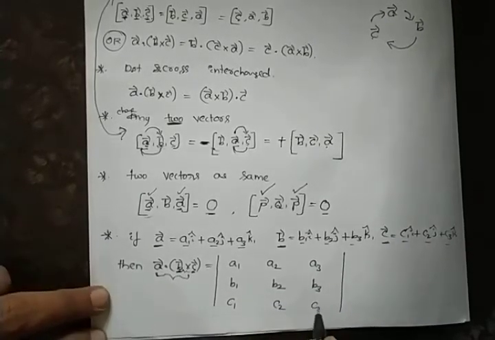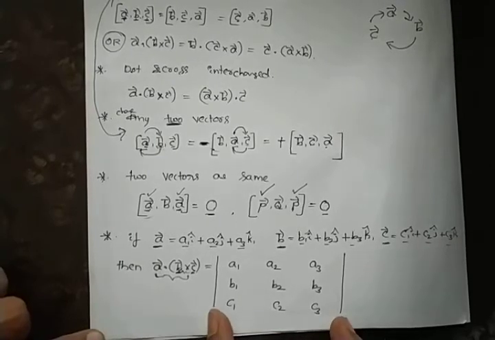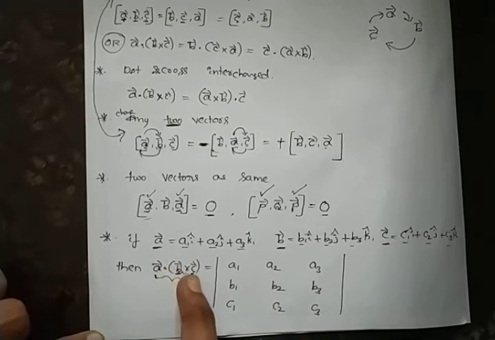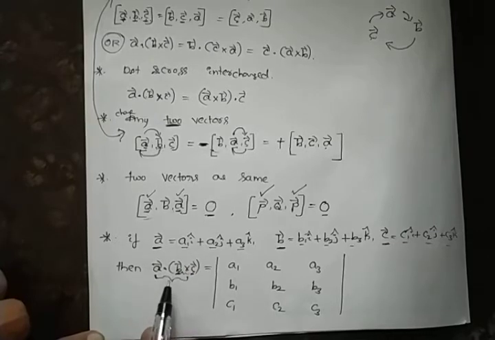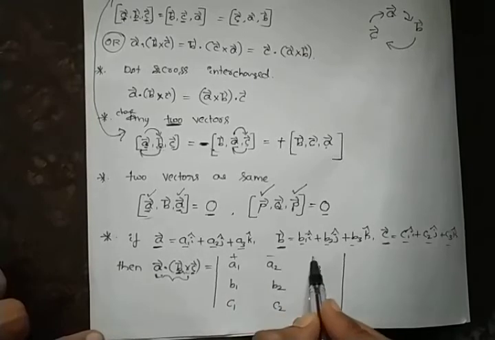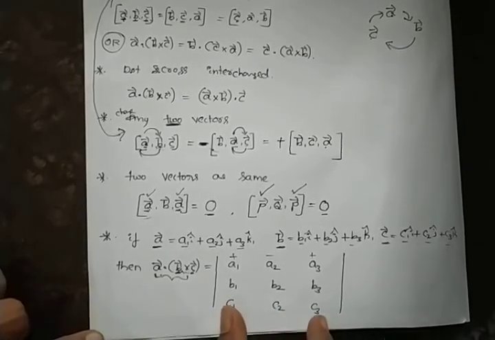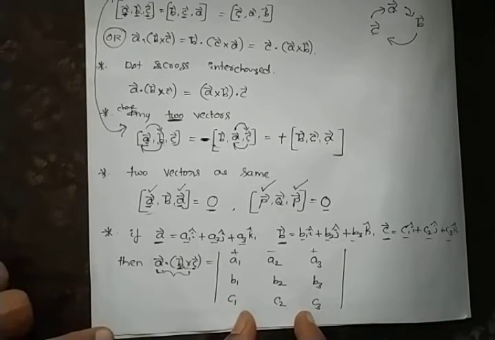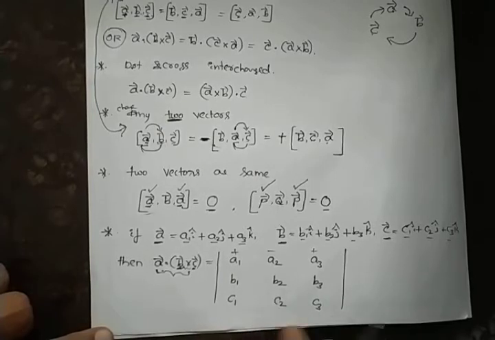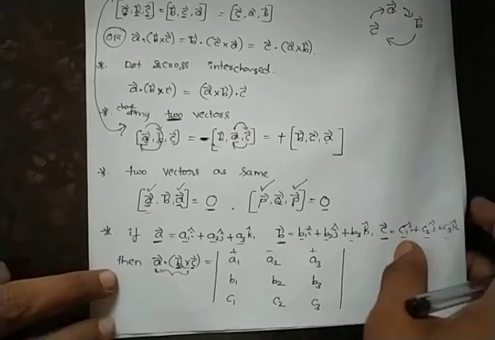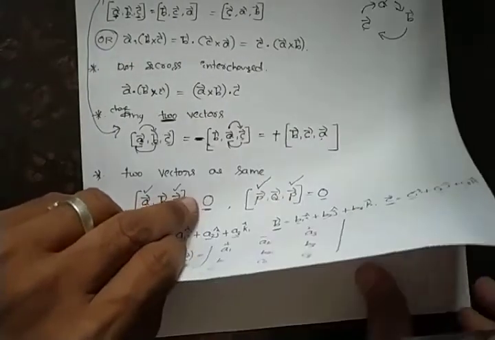If we find the determinant value of this, that is the scalar triple product of these three vectors. Plus, minus, plus. This procedure I will clearly explain in the problems itself. Don't be confused. Here we are going to use the determinant method, right? The next point, that is the last point.